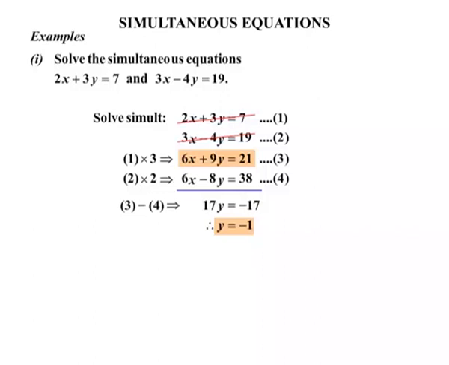Okay, doesn't matter which one. But let's just say we substitute into equation 3. So we're replacing the y with minus 1, and we get 6x minus 9 equals 21. Need to solve that, so take the minus 9 over, becomes plus 9. So we end up getting that 6x equals 30. And then dividing through by 6, therefore x equals 5.